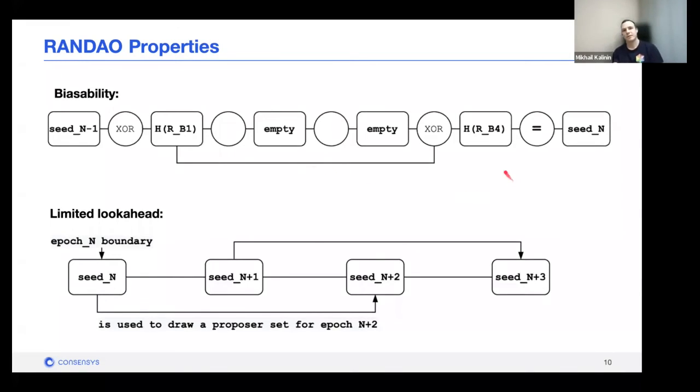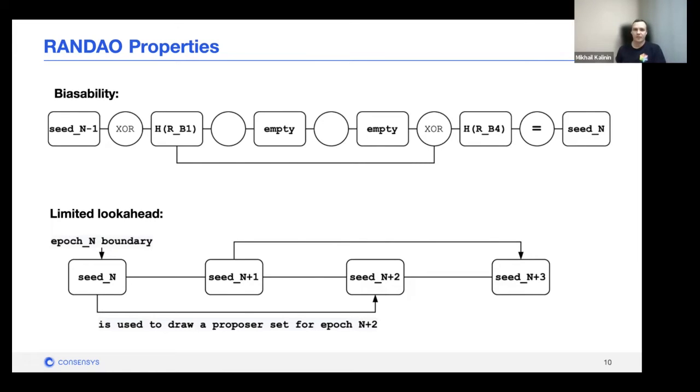But if these empty slots that were made on purpose to avoid revealing the RANDAO are followed by an honest proposer that proposes and reveals its RANDAO, then this doesn't make much sense for these 2. This will not have a further effect. So this sequence is broken here. So that's how it could be biased.